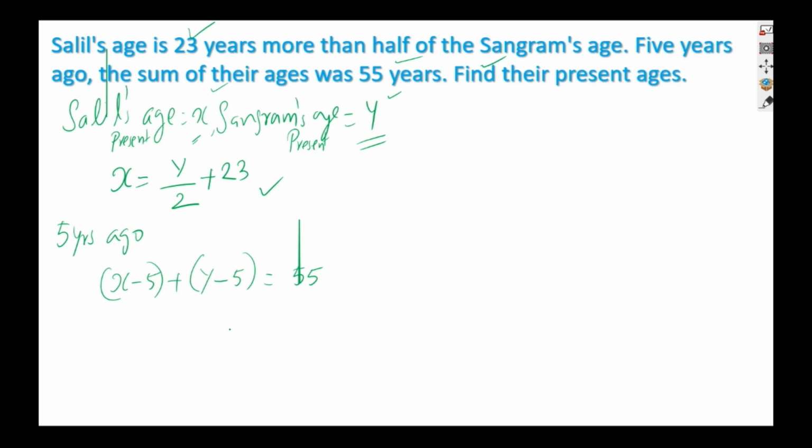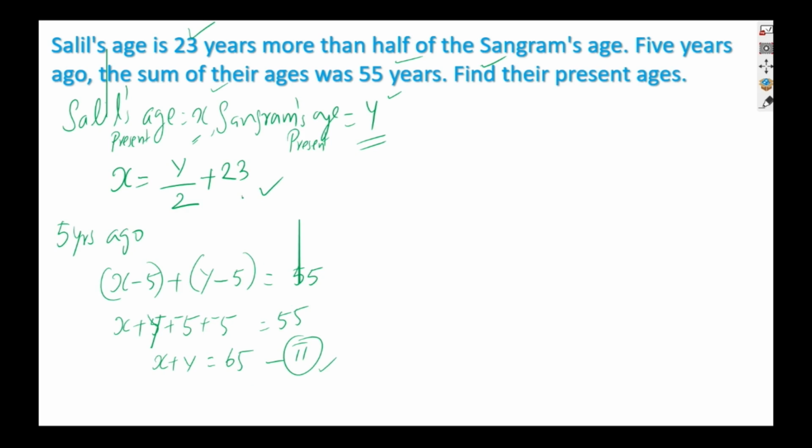Understood? So naturally, the ages of both have increased by 5 years each, so the sum becomes 65. That means we can simply rearrange this and write it such that x plus y, here it is minus 5 plus minus 5, naturally it is 55, so x plus y is equal to 65. This is really a good equation for us to solve the situation.